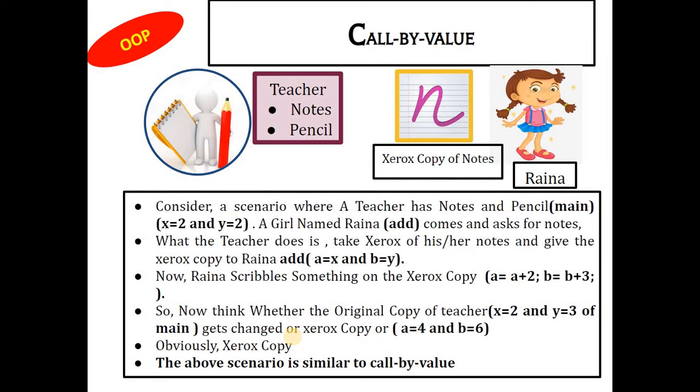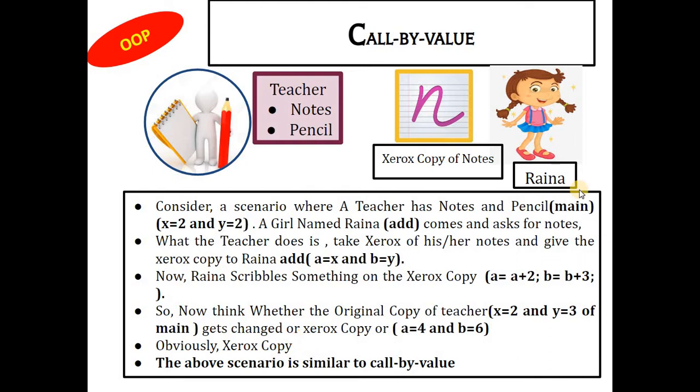So in this scenario, the teacher takes a Xerox of her notes and gives the Xerox copy to Rena. Now if Rena scribbles anything on the Xerox copy, it doesn't mean that the original copy of the teacher is getting affected. No, it won't be affected because it is a Xerox copy. So this is similar to the call by value scenario.